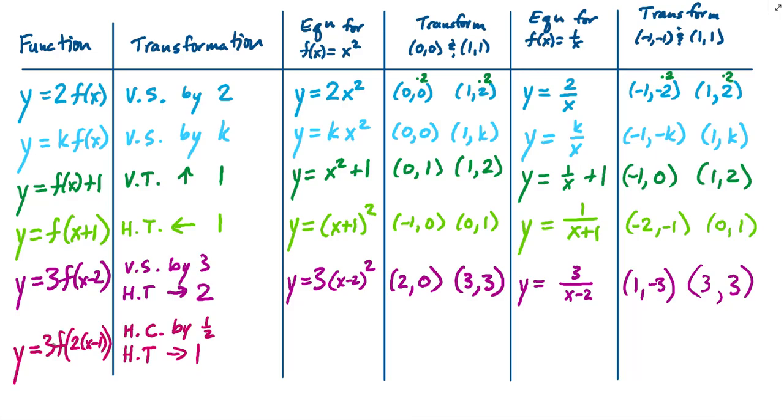But we're not done yet. After f of 2 onto x minus 1, we're still multiplying by 3, so we additionally have a vertical stretch by a factor of 3. All of this is happening.